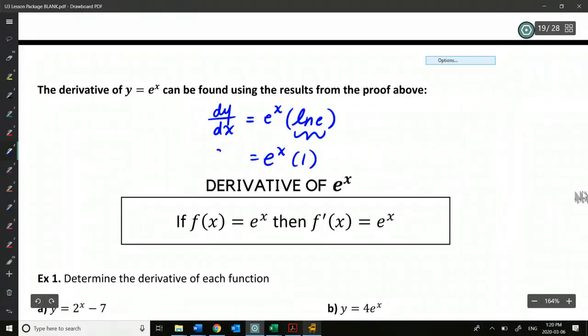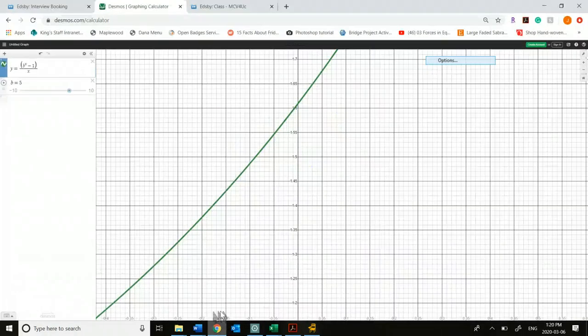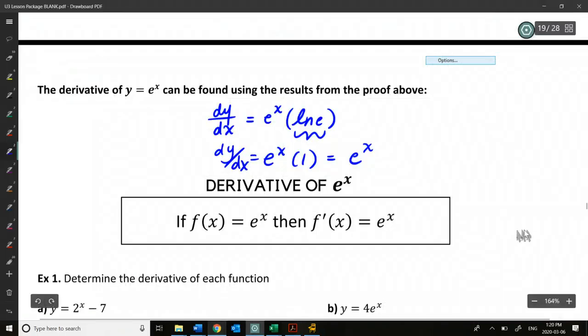So e is kind of this cool function where the derivative of e is actually itself. If we change the slider on Desmos over here to e, when we approach 0, we're actually approaching the value e itself. So that's why e to the x is such a cool function: its derivative actually just gives us back itself.